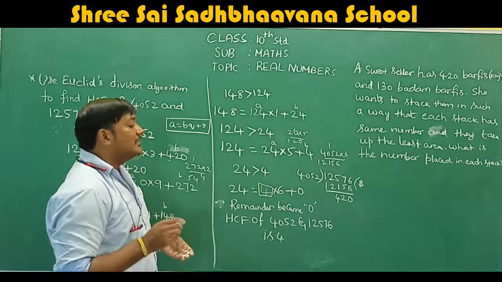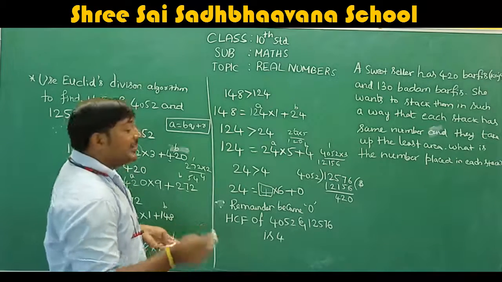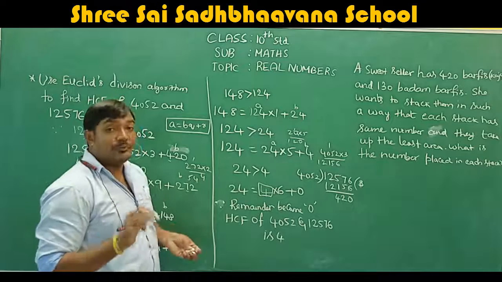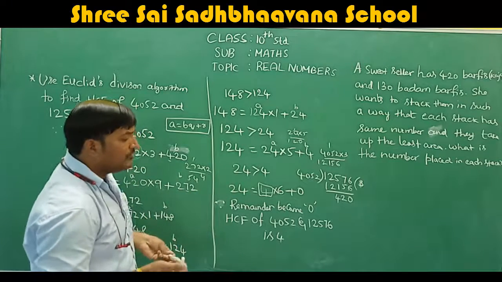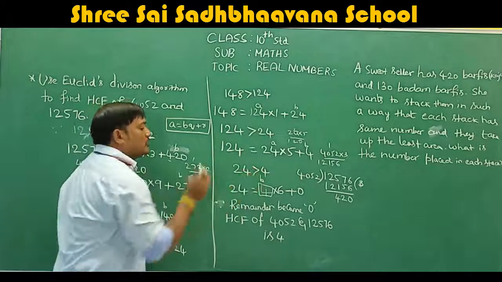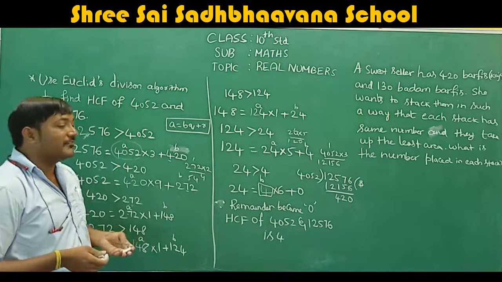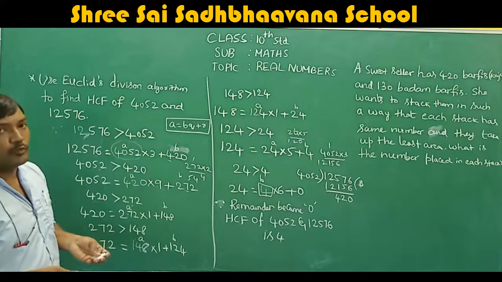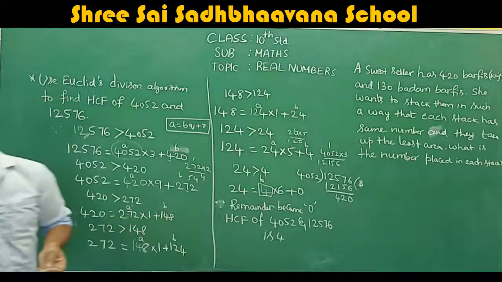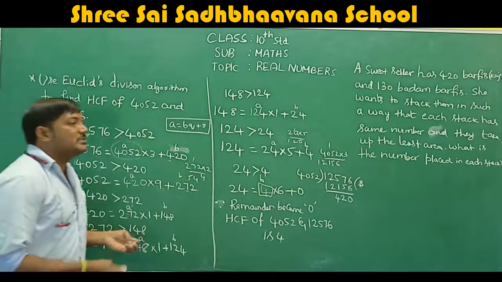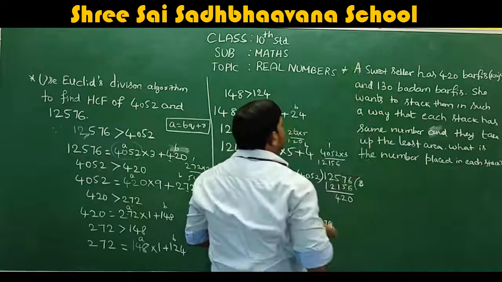So now, at which step you got remainder as 0, in that step you have to take the divisor as HCF. Okay. In this step, what is the B value, which is the divisor? 4. So the HCF of 4052 and 12,576 is 4. That's all. Okay. This is how you have to remember. Okay. Now, next, we will go with one word problem.